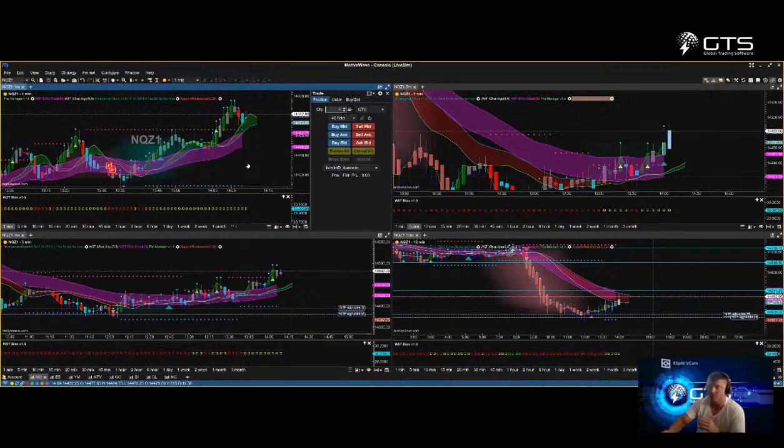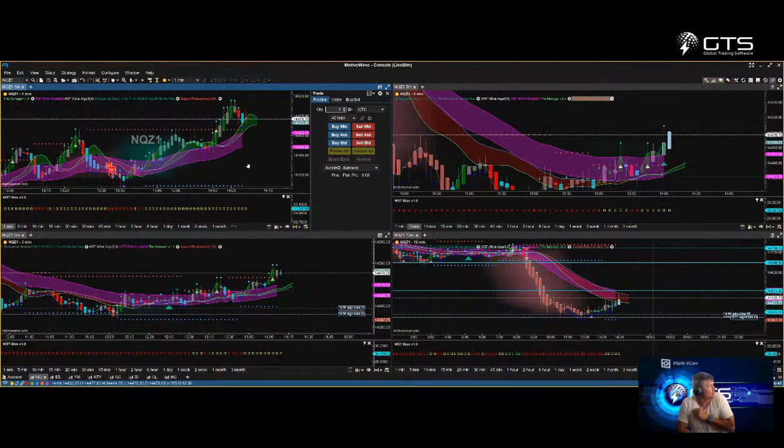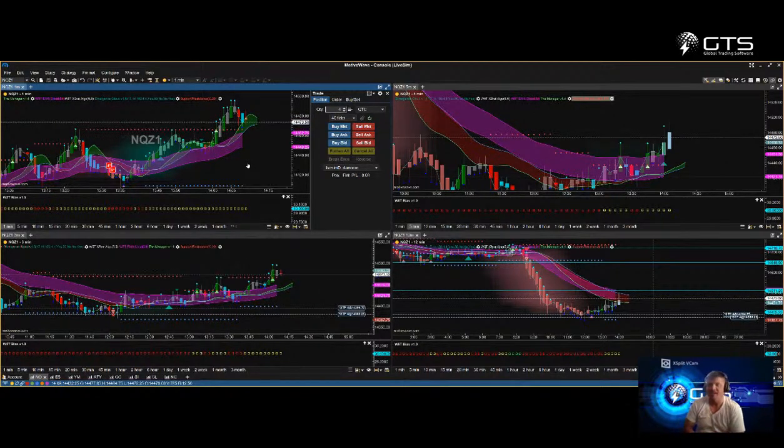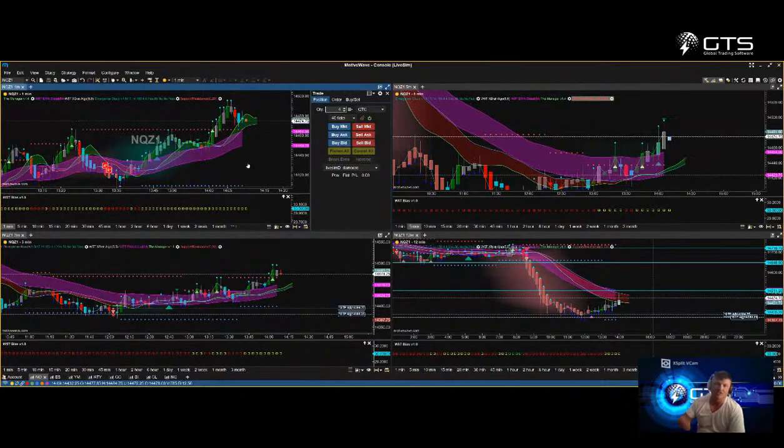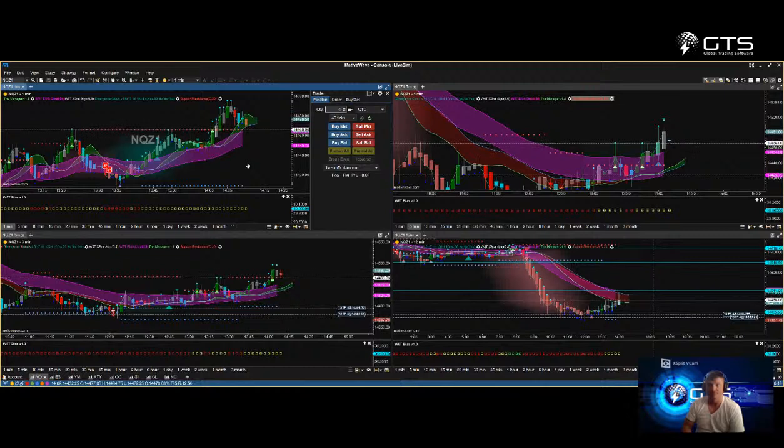I mean, there's plenty of times where the Nasdaq or the ES, YM, whatever, they've just gone down all day long, and then towards the end of the day, they just turn around and start rocketing back up. Nice, nice, nice.